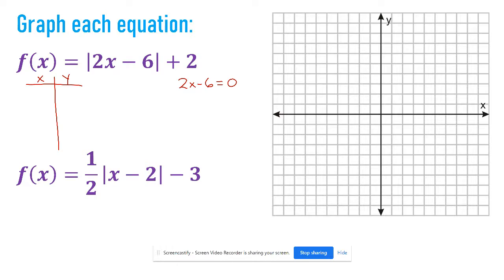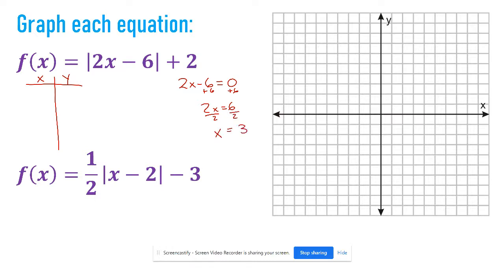And you'll see this a little bit when I graph it, but absolute value functions are V-shaped. And they come to a point, they come to a vertex. And that vertex is going to be wherever the function is equal to 0. So we're going to take 2x minus 6 equals 0. And I'm going to add 6 to both sides. And I get 2x equals 6, so x equals 3.